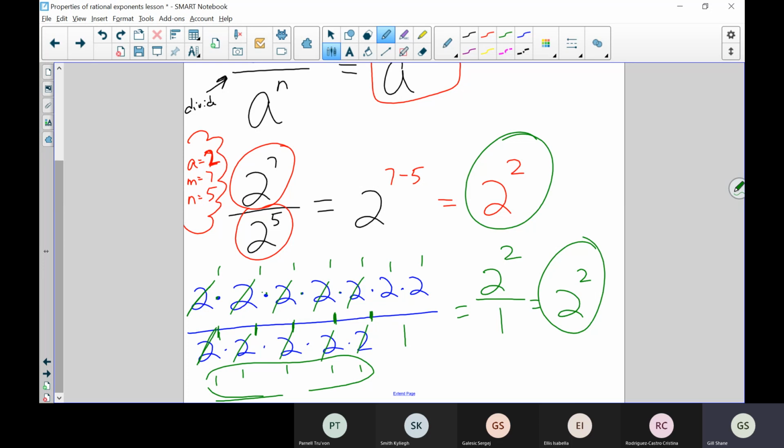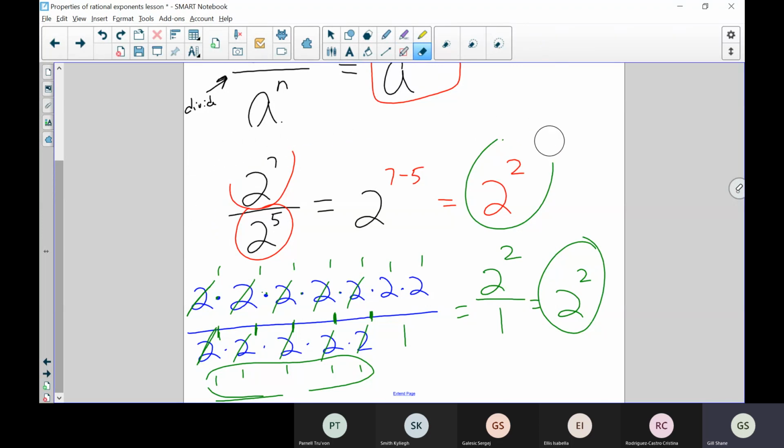I'll give you a second to soak that in. If you want to go back, pause it, rewind it, whatever. I'm going to do one more example. It's a little trickier. I guess I'll erase just this part that I'm not really using. Oh, I erased too much.